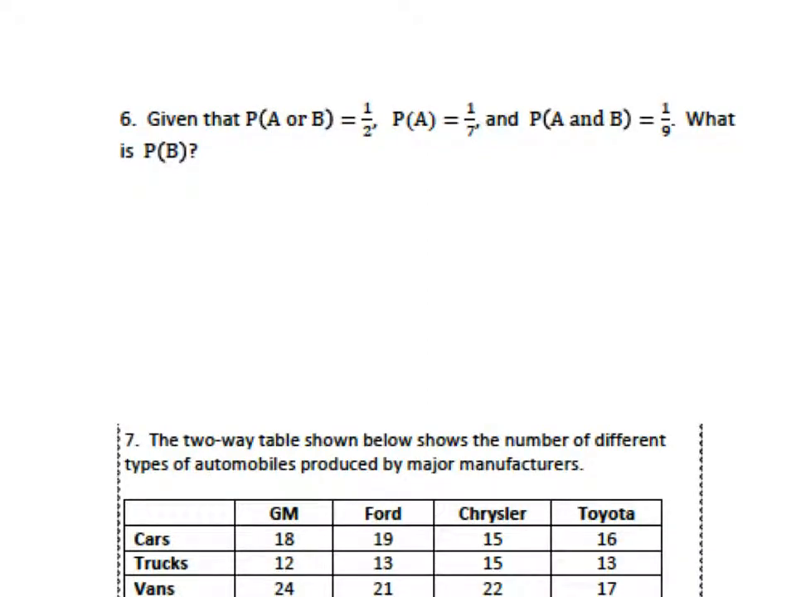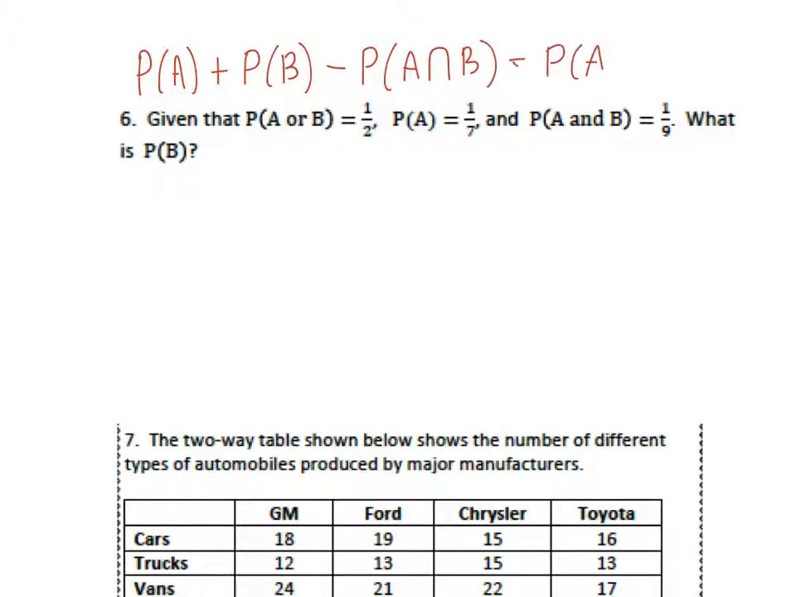Number 6 says, given that the probability of A or B is 1/2, the probability of A is 1/7, and the probability of A and B is 1/9, what is the probability of B? So let's go back to our equation. The probability of A plus the probability of B minus the probability of A and B equals the probability of A or B.